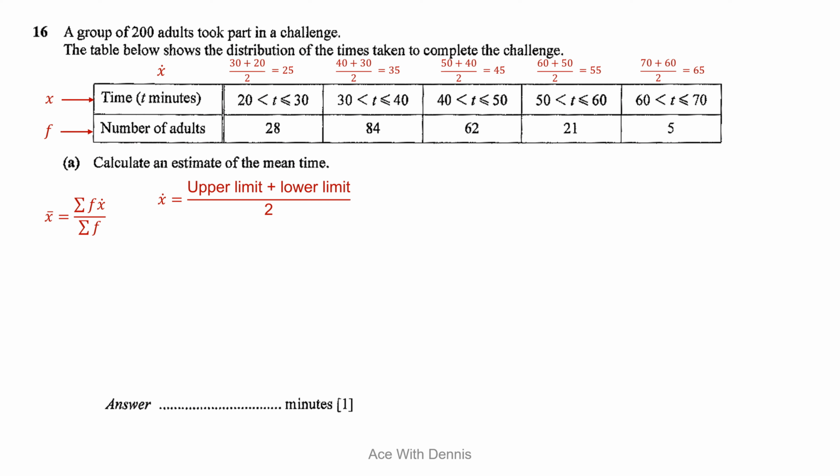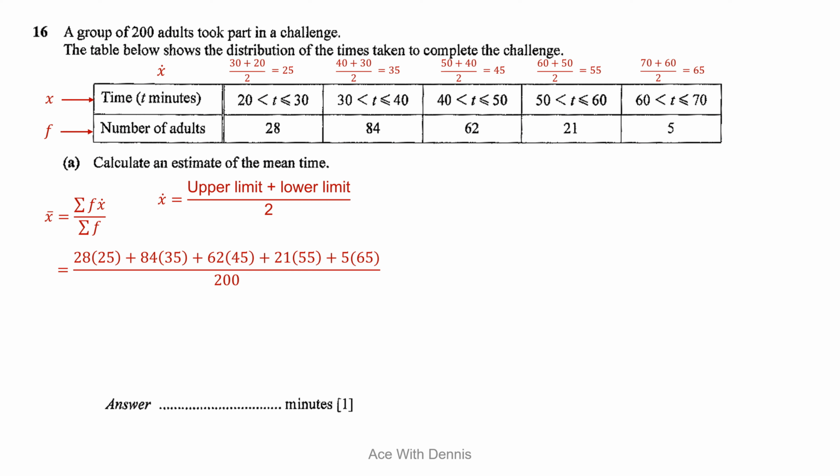So once we have all these values, then we can apply the mean formula, and we get 28 times 25 plus 84 times 35 plus 62 times 45 plus 21 times 55 plus 5 times 65, divided by the total frequency, which is 200. Then we calculate everything, we'll get 39.55. Hence, 39.55 is the answer.